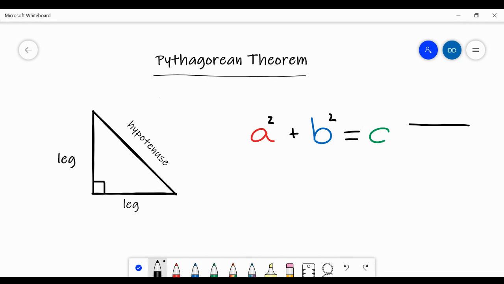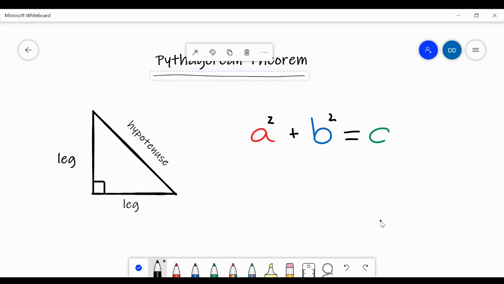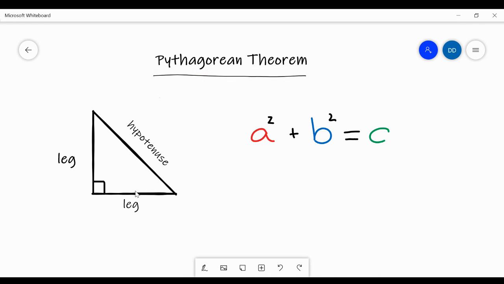It could be an upside down triangle, something that looks like this, one that looks like this. It really doesn't matter as long as it is a triangle with a 90-degree angle. As long as you have that, you can use the Pythagorean theorem if you need to. If it's a regular triangle, we're not able to use it. All right, so here we have a 90-degree angle. So this is a right triangle.